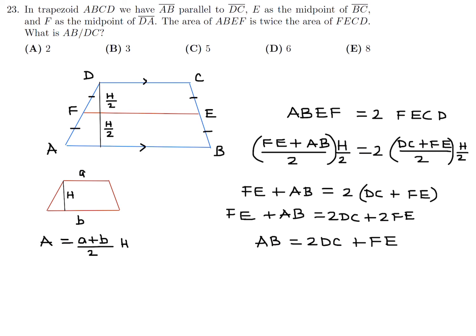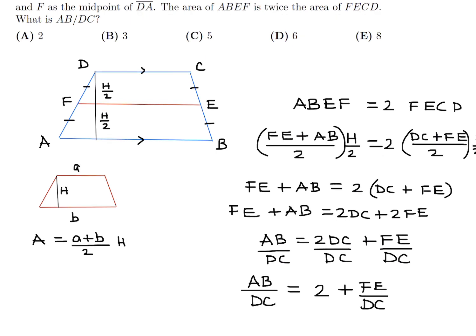And since we want AB over DC, I'm going to divide through by DC, since that is what they want us to figure out. If you do that, you'll get AB over DC, which is exactly what they want. The DC's cancel, and all you're left with is FE over DC. All right, so far so good.